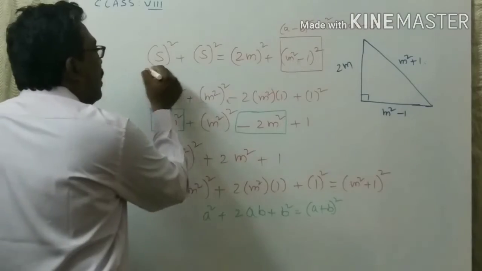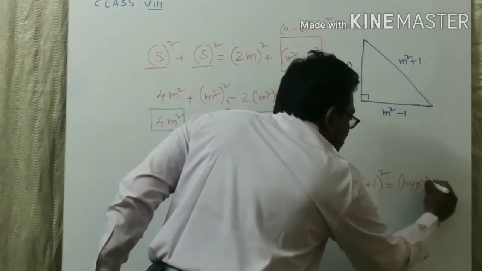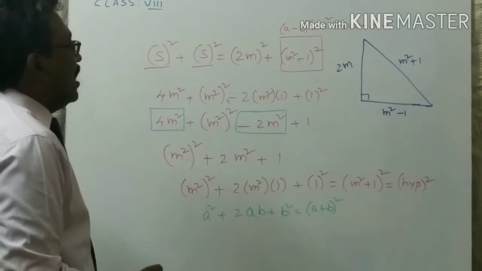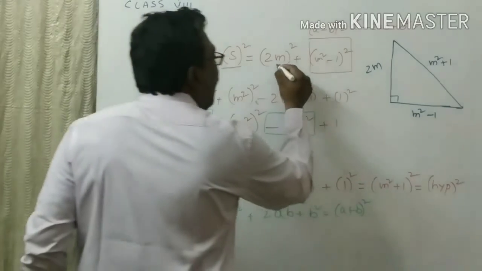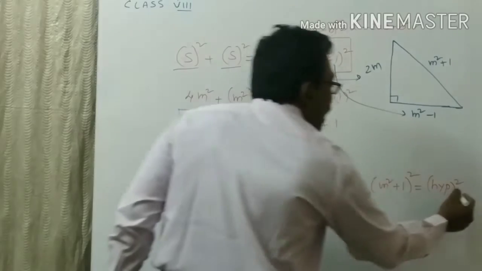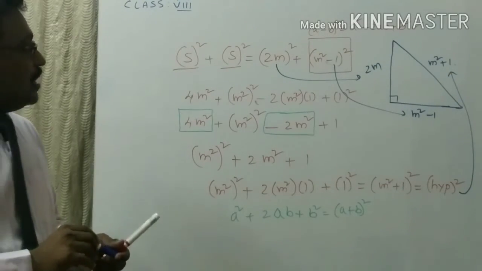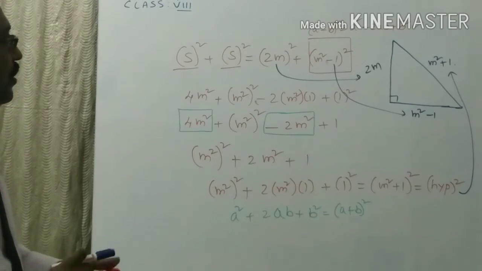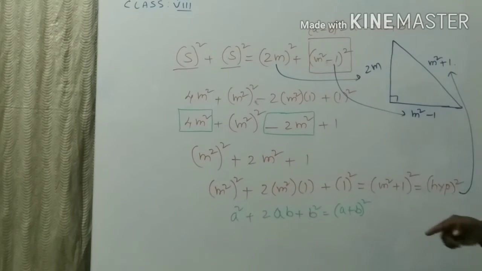Now, side square plus side square is equal to what we got? Hypotenuse square. So, one side is how much we got here? That is 2m. Other side is m square minus 1. And we got the answer as m square plus 1. So, side square plus side square is equal to hypotenuse square. Therefore, 2m, m square minus 1 and m square plus 1 is a Pythagorean triplet.